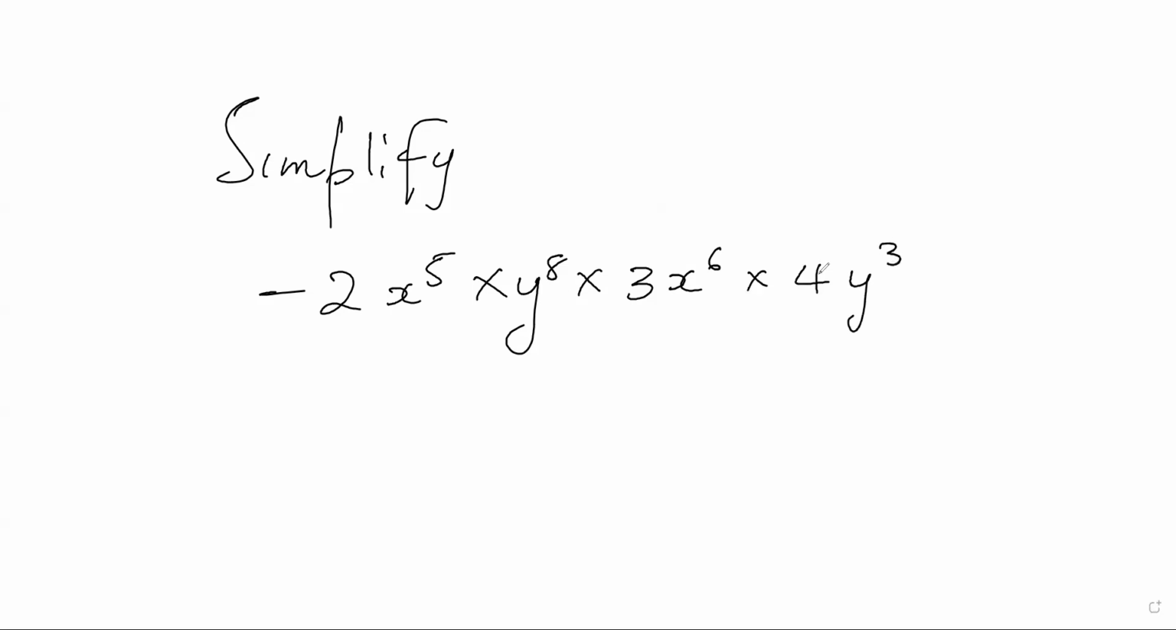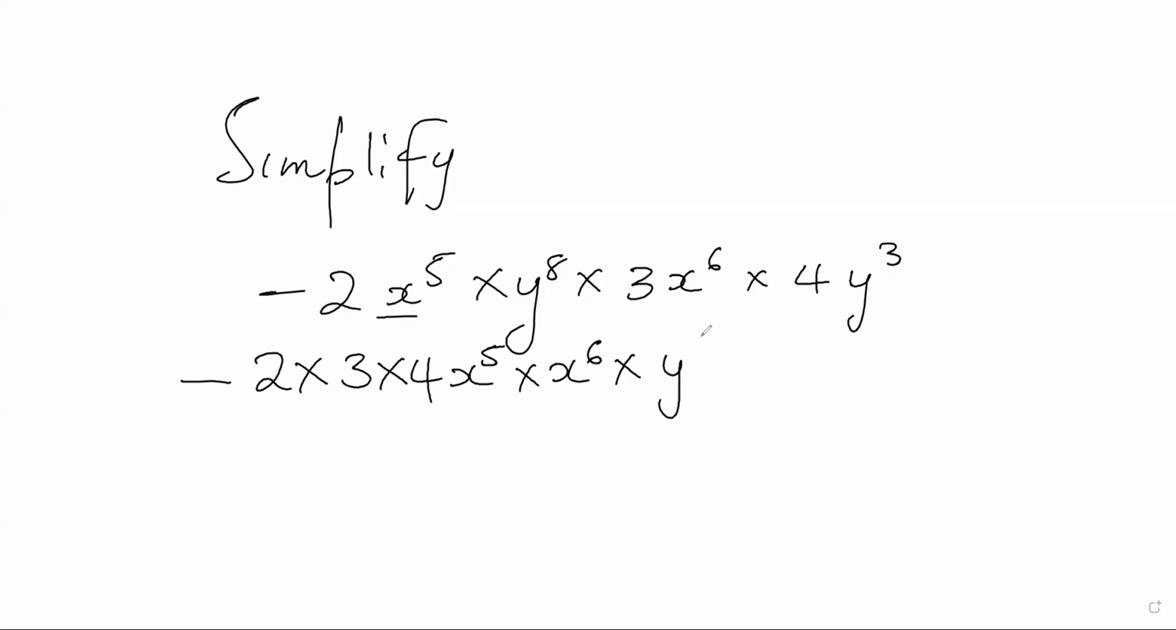All right, try that one here. Negative x2, x5 times y8 times 3x6 times 4y to the third power. All right, so I'm going to put the numbers together. Minus 2 times 3 times 4, right? I'm going to start with the x now. So x5 times x6, and then of course y8 times y3. I'm going to do that one the long way.